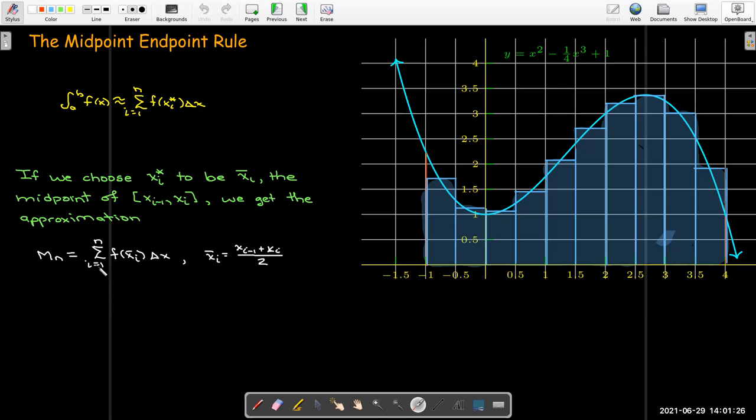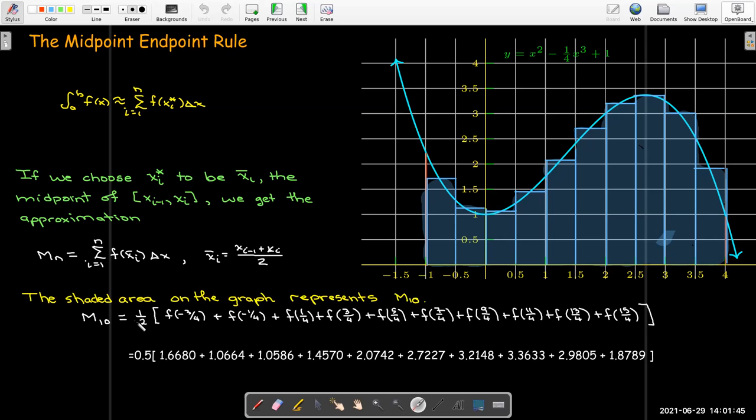So we just take the height of each rectangle to be the function value at the midpoint of each of the subintervals. And for our example problem, M sub 10 then would be about 10.742.